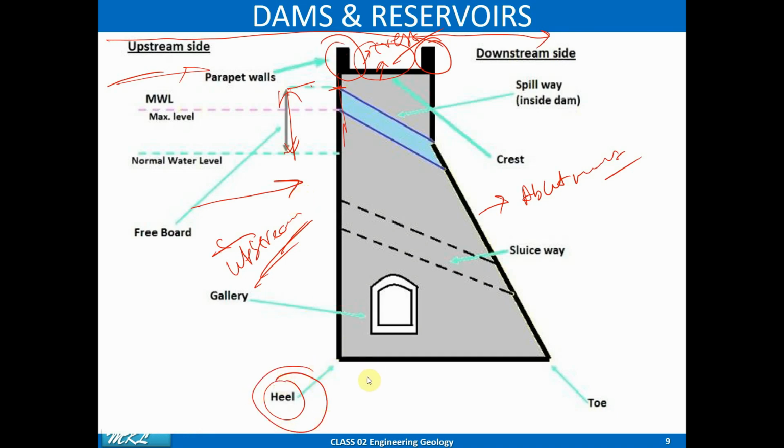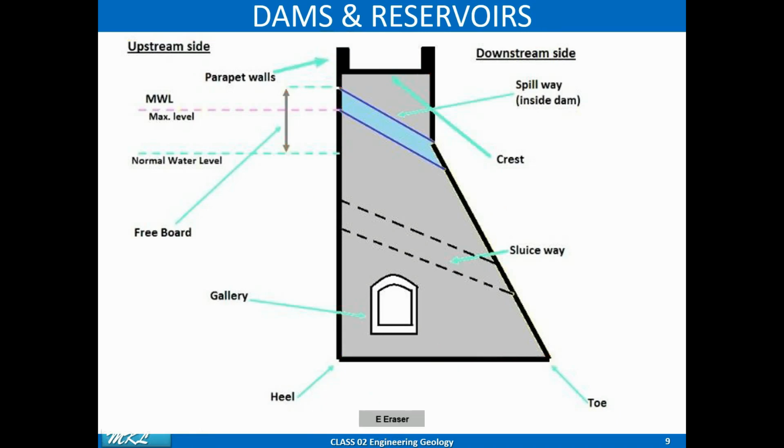The heel is the upstream portion of the dam in contact with the river bed or foundation. So the heel generally is at the foundation of the dam, and these portions are in contact with the river bed or foundation. Sometimes you will find the heel portion like this, just like the heel of a shoe. It's called the heel, and the front portion on the downstream side is called the toe. So this is the heel, this is the toe.